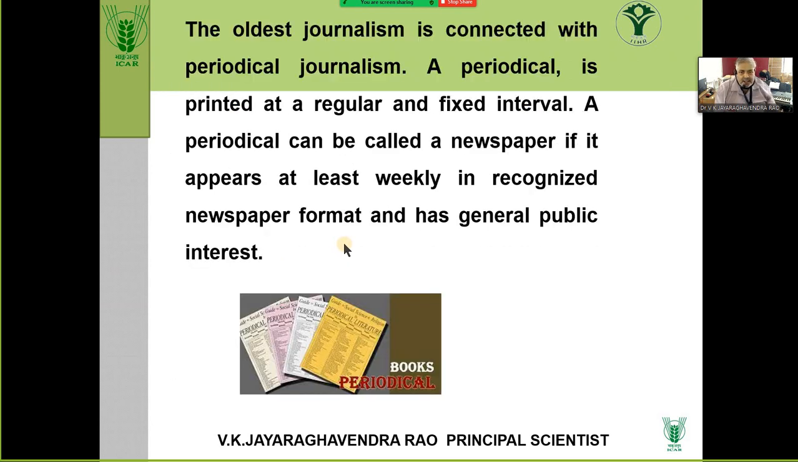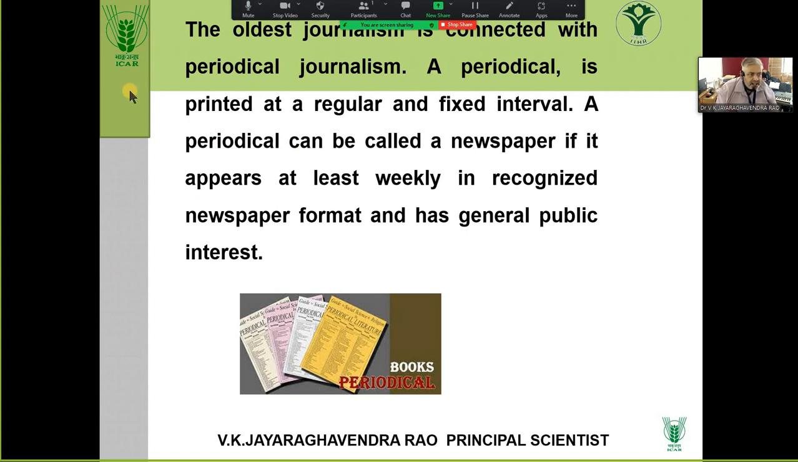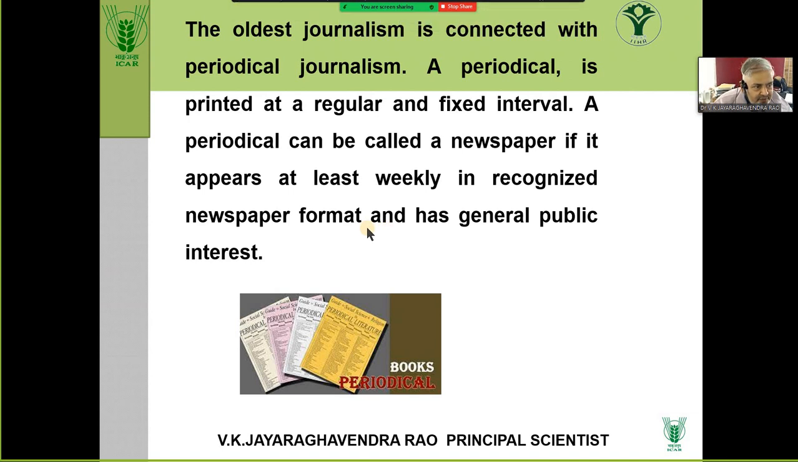Oldest journalism is connected with periodical journalism. See, if a newspaper comes daily, we say it is a daily. If you have a weekly magazine, we say it is a weekly. If it comes once in 15 days, we say it is a fortnightly. Then some magazines are published monthly. So we say it is a monthly. If it is for every 2 months, we say bi-monthly. Okay, then if it comes every 3 months once, 4 times it comes, we say it is a quarterly.